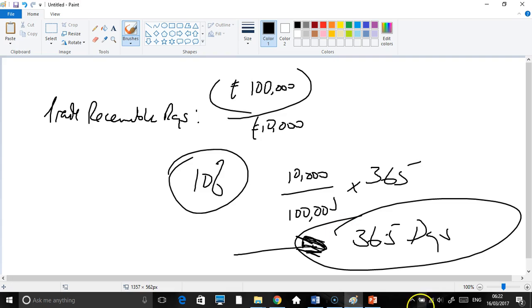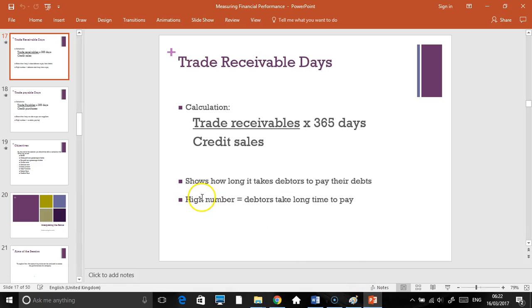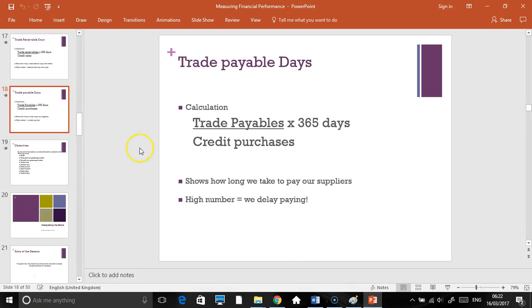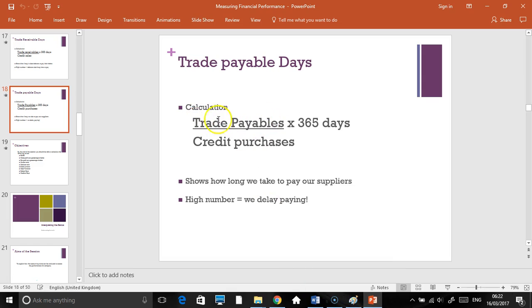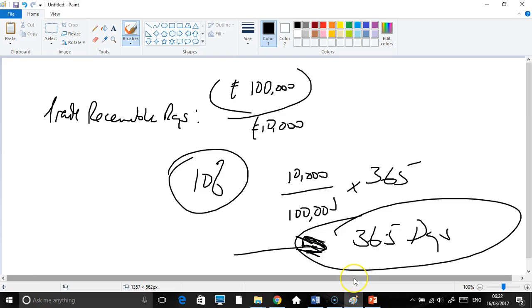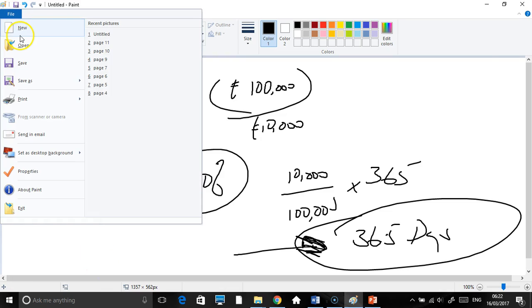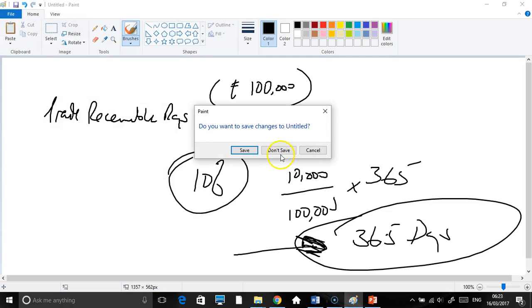Trade payables says, let's do exactly the same thing, but this time let's look at purchases. In exactly the same idea, this is the amount of people you owe during the period. You bought all this on credit. Let's see how long it's taking you to pay off the people you owe in the short term, your trade payables. So what do we do? Let's pick a new example.